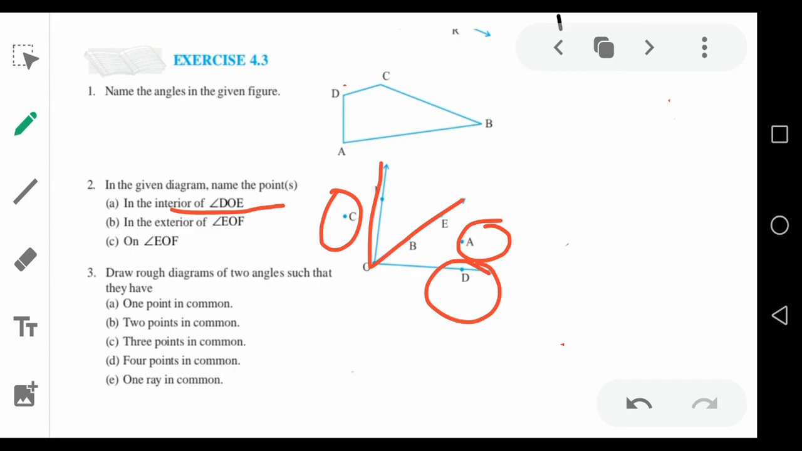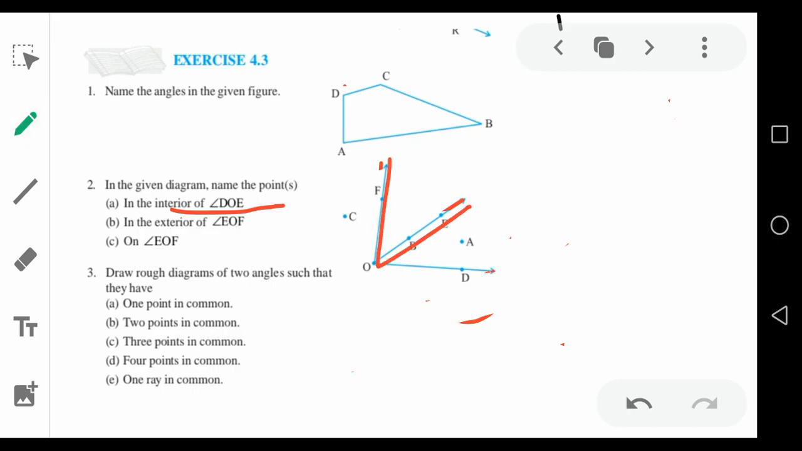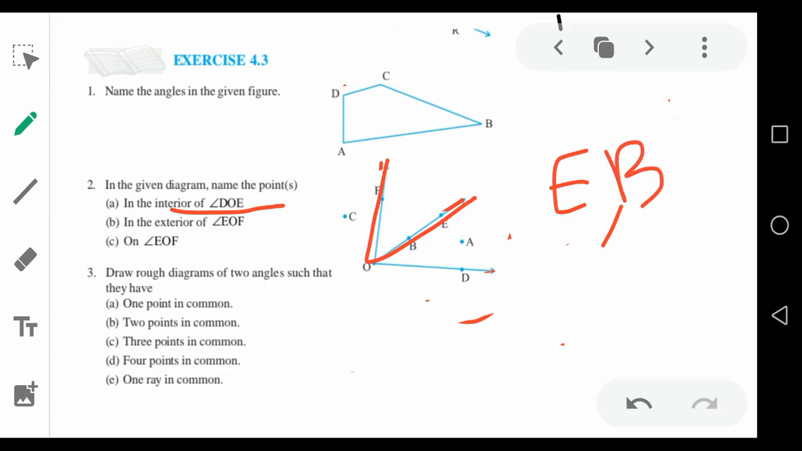On angle EOF. On EOF means which are the points? Where is EOF? First of all, this is EOF. So which points are there? E is there, B, then O and F. So point E, point B, point O, point F are the points on angle EOF.